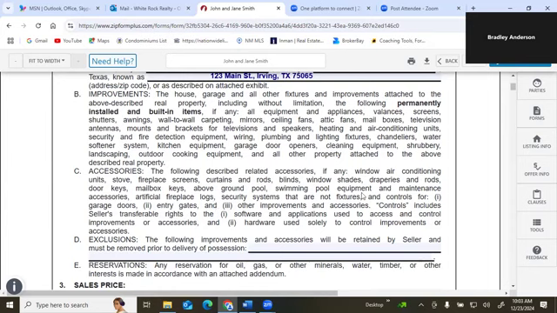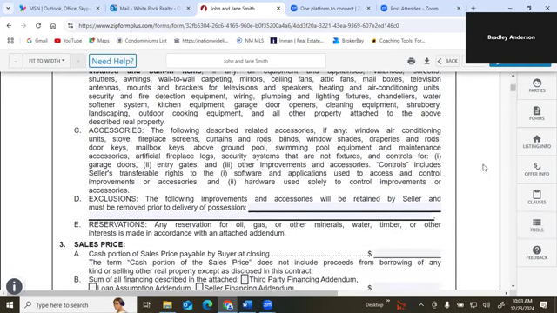Security systems that are not fixtures and controls for garage doors. So you've got to leave the garage door opener, or how are you going to get in? Entry gates and other improvements and accessories. Controls include sellers' transferable rights to the software and applications used to access and control improvements and accessories, and hardware used solely to control improvements or accessories. So, in other words, the homeowner can't leave a Nest thermostat or Ring doorbell that's tied to all the software and not give it to the new buyer.